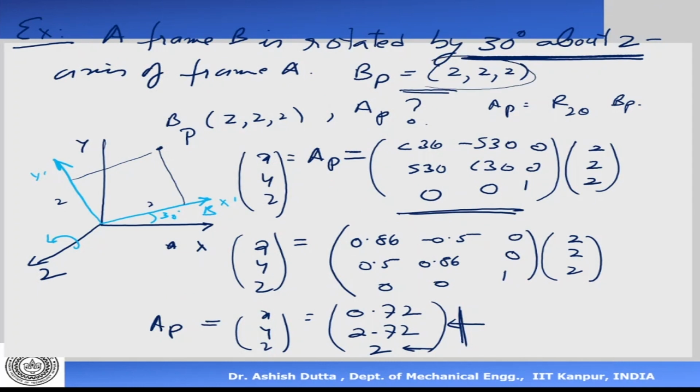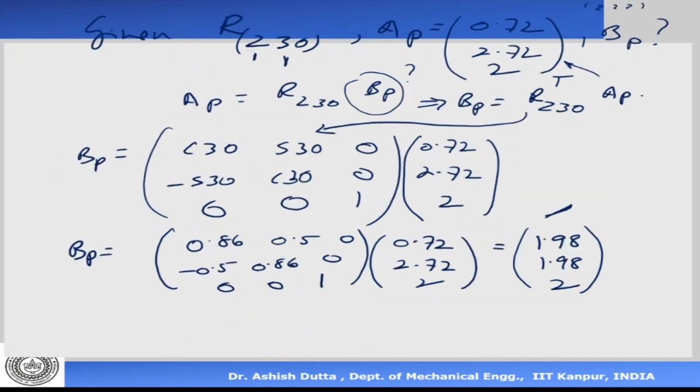BP was 2, 2, 2, right? So from BP I got AP. Now I'm giving you AP, this value, and I'm saying you find BP. So we multiply it with the transpose of the rotation matrix and we get back the same value. It was 2, 2, 2, but there is some approximation here, so it's 1.99, 1.99. Because sine and cos are there, there will be some approximation errors. Okay, so this shows you how to go from AP to BP or BP to AP using the rotation matrix.